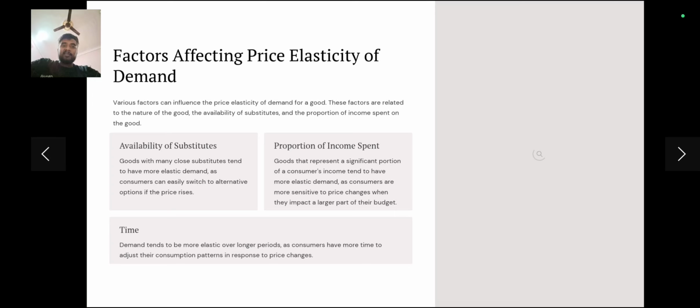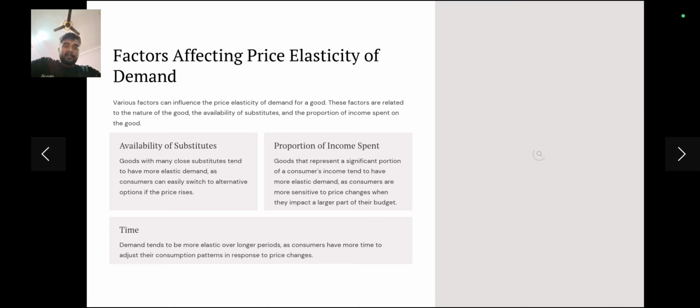Factors affecting price elasticity of demand. Various factors can influence the price elasticity of demand for a good. These factors are related to the nature of the good, availability of substitutes, and proportion of income spent on the good. Availability of substitutes: goods with many close substitutes tend to have more elastic demand, as consumers can easily switch to alternative options.